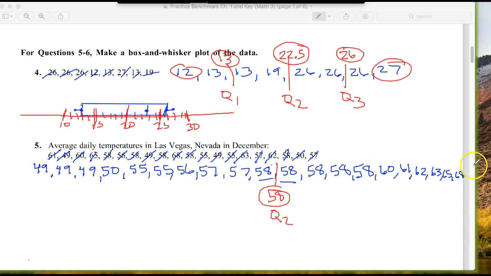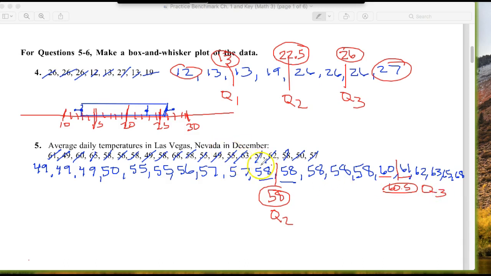Now your upper values, there's going to be 10 of them because we have a median here that isn't one of our values. So there will be 10 for your upper values. So you count over 5. 1, 2, 3, 4, 5. This way, 1, 2, 3, 4, 5. So between 60 and 61 will be your upper quartile. The average of 60 and 61 will be 60.5. That will be quartile 3.